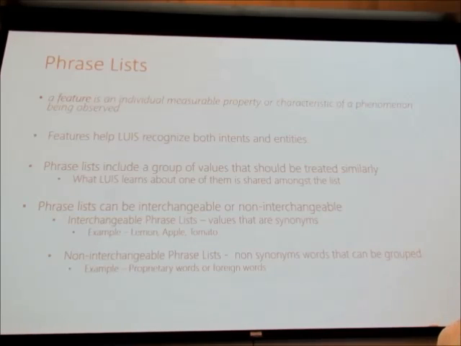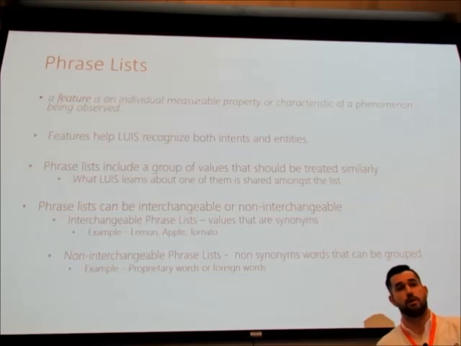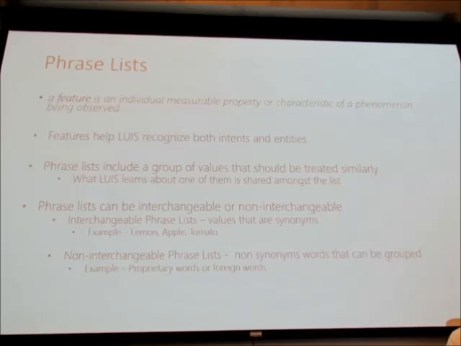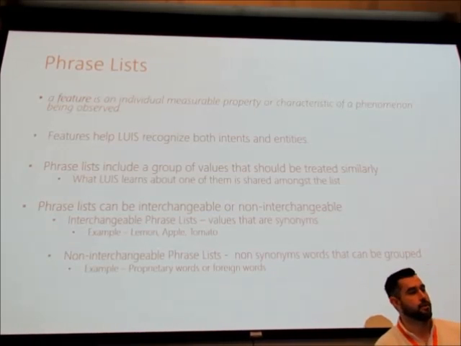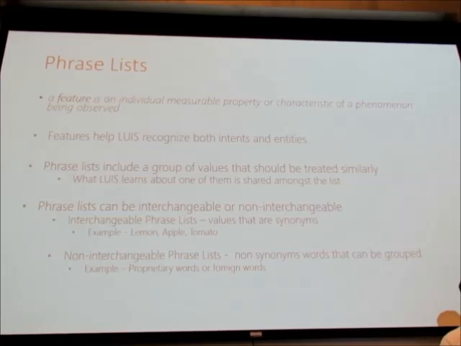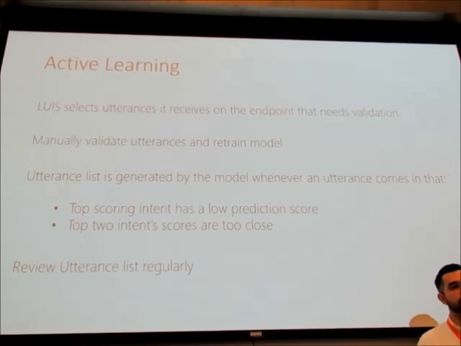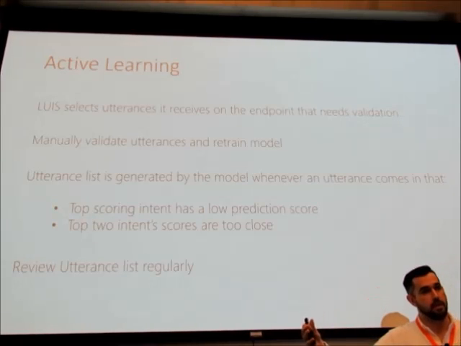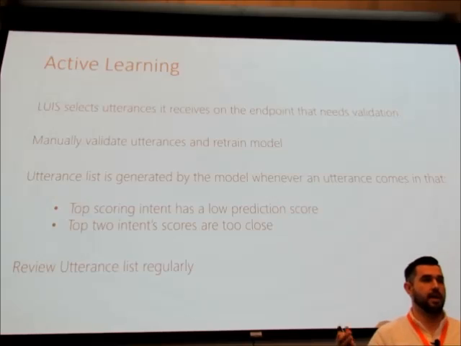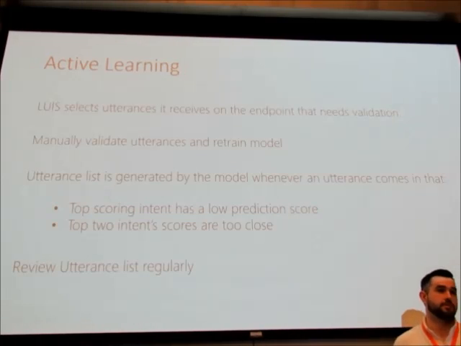Another example of non-interchangeable words are words that you can't really treat as synonyms. So proprietary words, acronyms. Let's say you're in manufacturing again, and there's a lot of acronyms, and you want your model to learn them or identify them, but they're not interchangeable. One can't replace the other, and maybe you have other entities that you want to get picked up. So you can start telling it, these are a list of words that don't mean the same thing, but I want you to learn them together. So that would be a good example of non-interchangeable phrase lists.